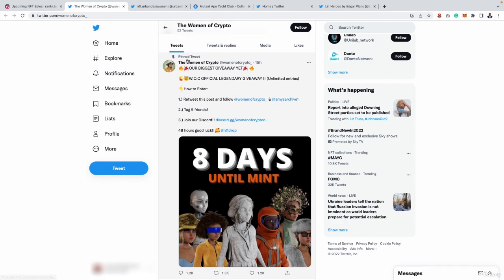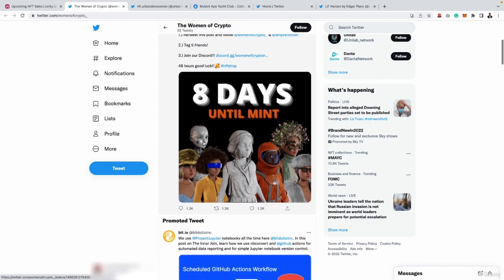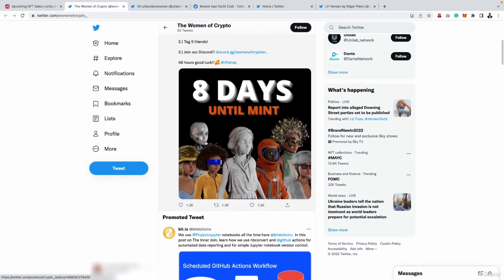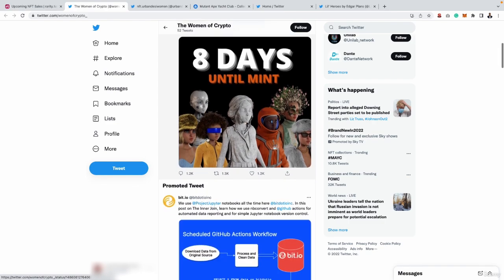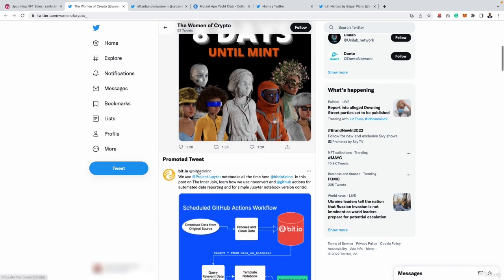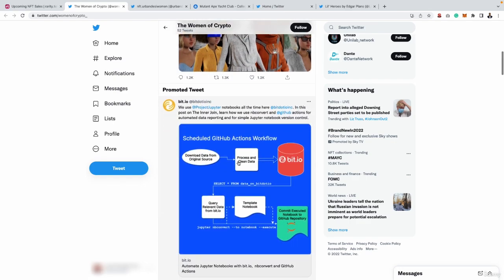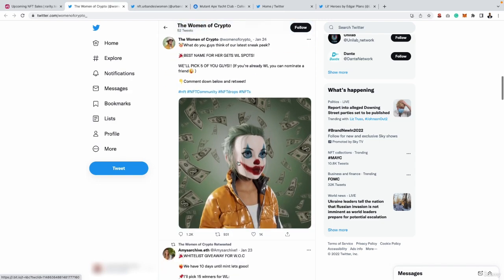So typically I like to avoid the one that says pinned tweet, as the pinned tweet is the one that most people are going to see. So typically it's going to have lots and lots of engagement. You can see it's actually got 1,200 comments, 1,300 retweets, 1,200 likes. So crazy engagement even for a pinned tweet. So that's still pretty good, but let's keep on looking and see what we see before.